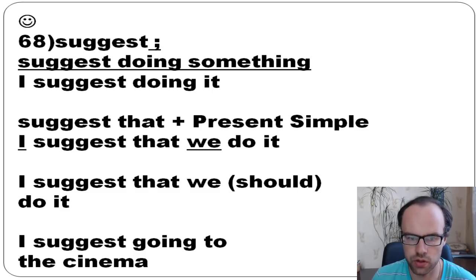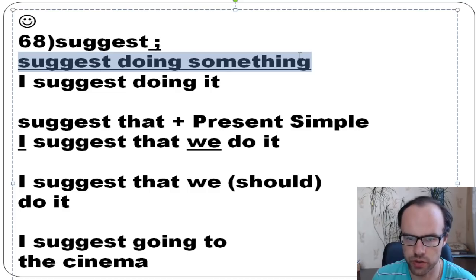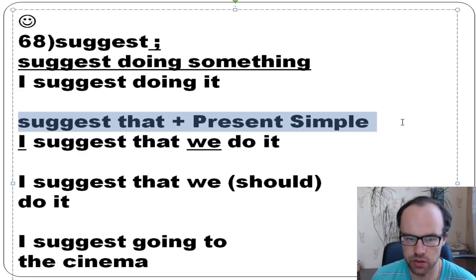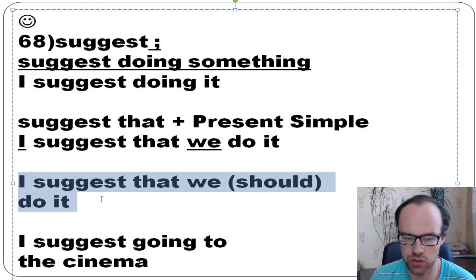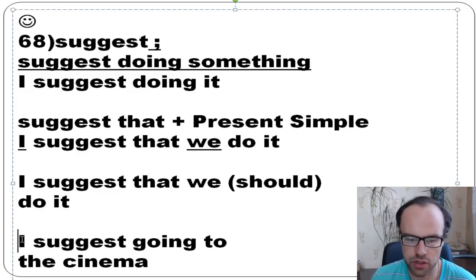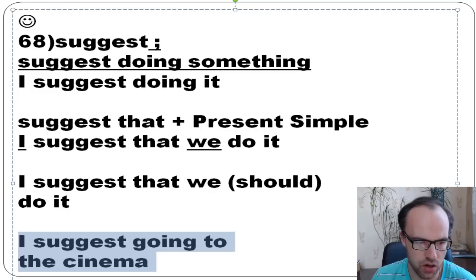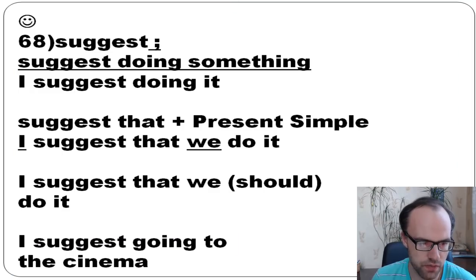So in other words, you say suggest doing something if it's one subject: I suggest doing it. If there are two subjects, you say suggest that plus present simple. I suggest that we do it, without should or with should. I suggest that we should do it. Or if it's one subject, it suggests doing: I suggest going to the cinema. Well, very good.